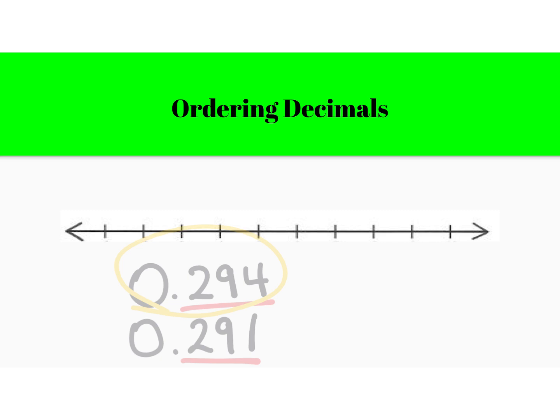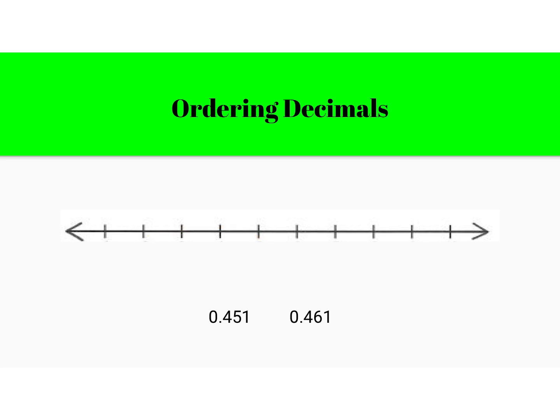But if you're looking at something like this, 0.451 or 0.461, what you want to do is compare the numbers starting in the tenths column. So they both have 4s, so we're not sure which one's bigger. Go to the next column beside. So in this case, you go to the 5. Since the number in the hundredths column is largest in this number, this number is the largest. Again, you could think of them in terms of whole numbers.